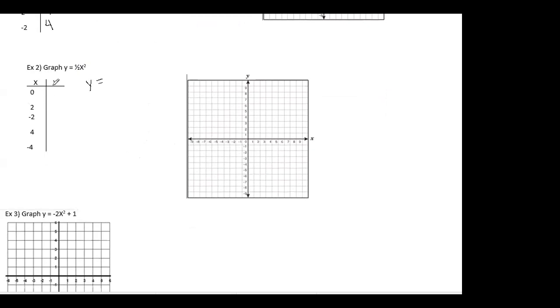So I'm going to plug in 0 for x first. So I have a 1/2 out in front, I have a 0 squared. Well, 0 squared is 0, and 0 times 1/2 is 0. So this one is still at 0, 0. Let's plug in a 2. So y equals 1/2, 2 squared is what? So 2 squared is 4. 4 times 1/2 is 2. Now I'm going to plug in a -2. Well, our -2 squared is also a +4. 4 times 1/2 is 2.